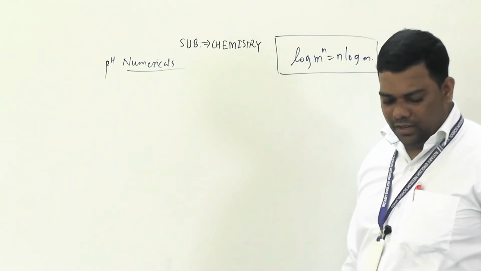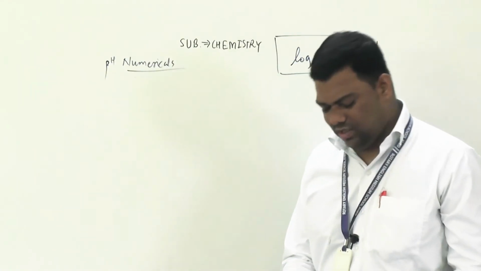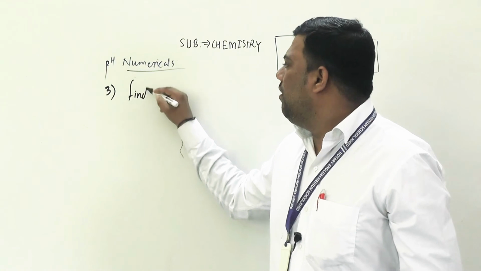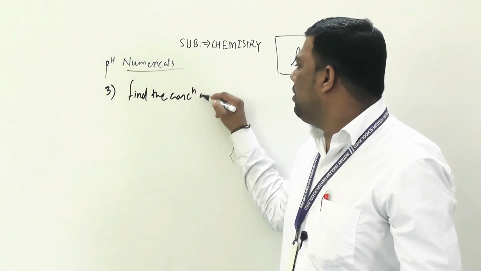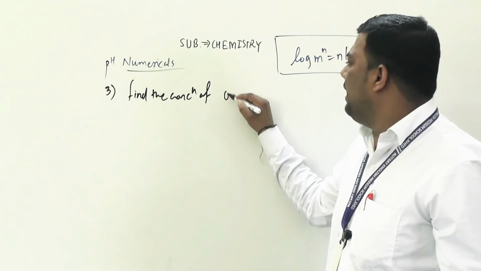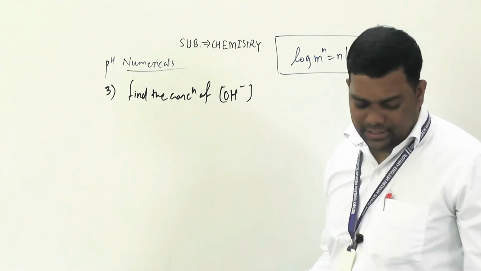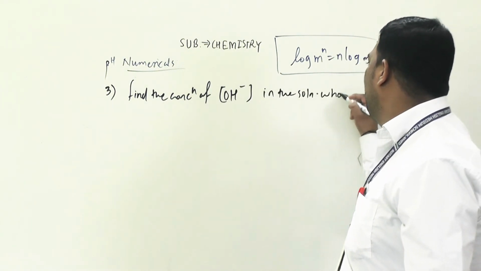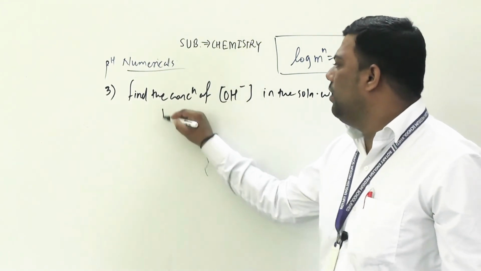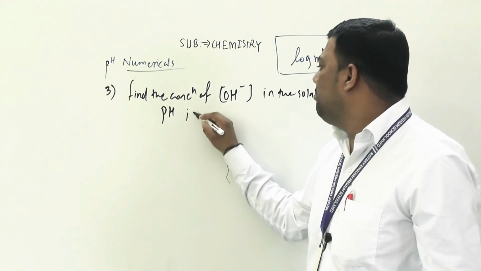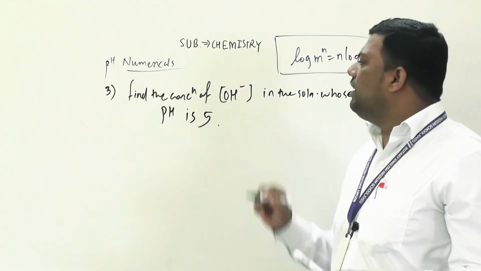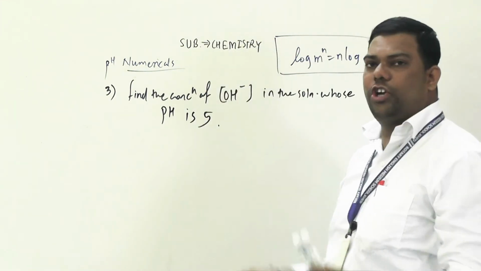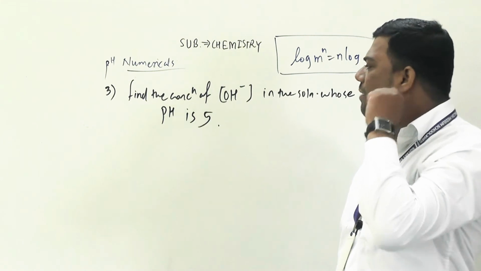Okay, now we will discuss the next numerical, the third numerical. Find the concentration of OH minus ions in the solution whose pH is 5. So how can we calculate this? Find the concentration of OH minus. So OH minus we have to find out, and pH they give.